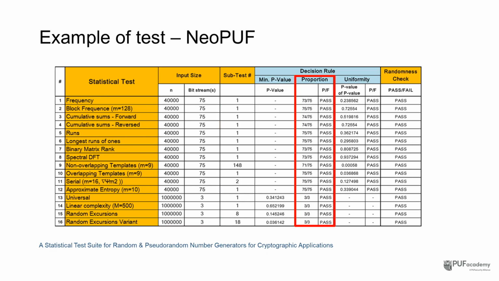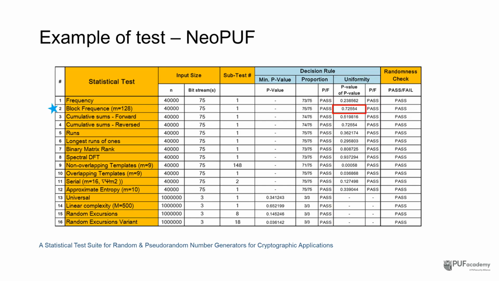The columns under the decision rule are crucial. The P/F proportion tells us how many individual subtests pass the p-value criteria. In nearly every case here, we see a ratio like 73 out of 75, or 3 out of 3, indicating a near-perfect success rate across all checks. The next column, uniformity, checks that the resulting p-values are themselves evenly distributed. For a truly random source, the p-value should also be uniform, and here they consistently pass this check.